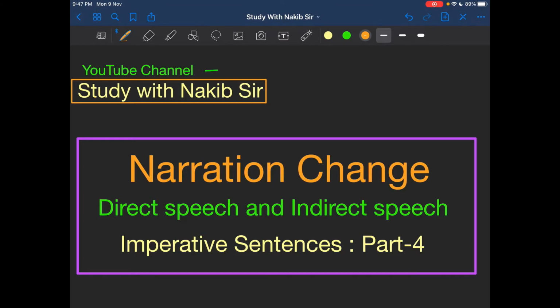Today I will give you part 4 of this lesson, narration change, direct and indirect speech. In this video, I'll show you how easily you can change the narration of imperative sentences from direct speech to indirect speech. Finish the video and see the narration change of imperative sentences is completely under your command and control. So let's start. Our day's topic is narration change, direct speech and indirect speech, imperative sentences, part 4.